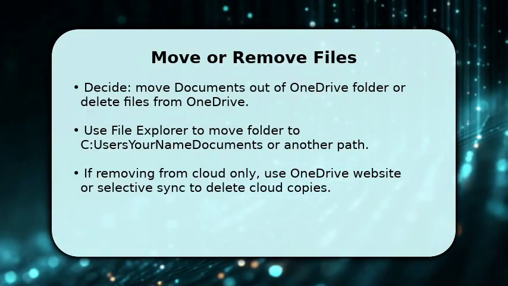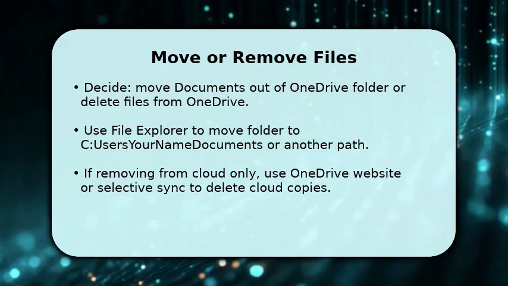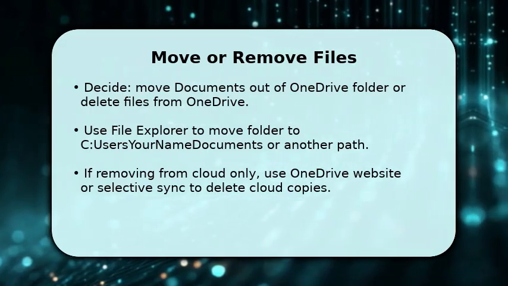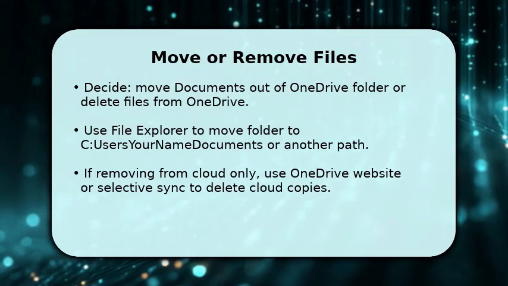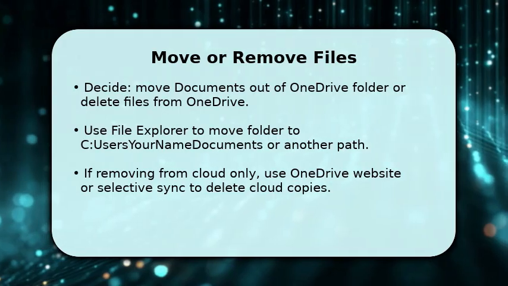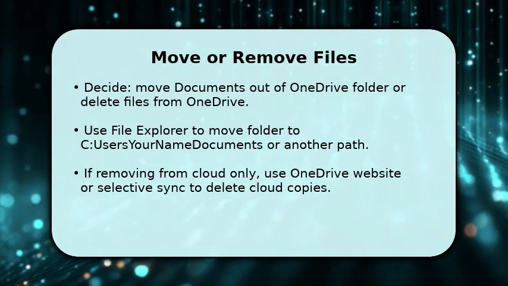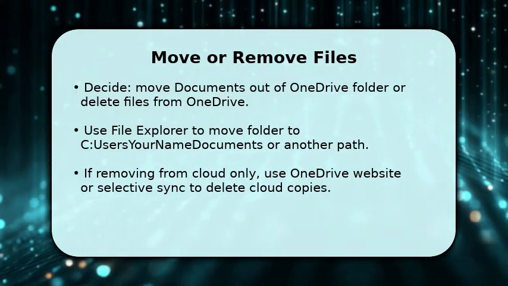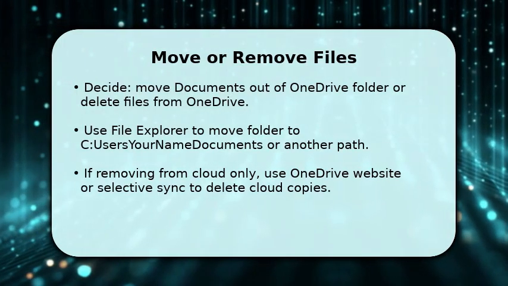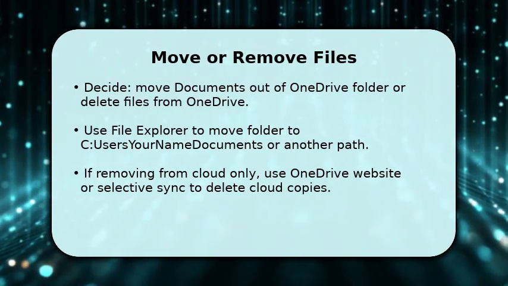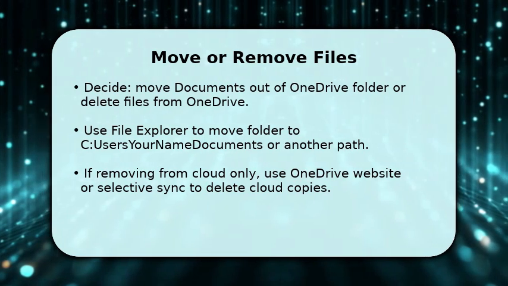If you want documents removed from OneDrive and kept locally, open File Explorer and move the Documents folder from the OneDrive directory back to C:\Users\YourName\Documents, or another folder of your choice. Alternatively, if you want to delete cloud copies, sign into the OneDrive website or use Selective Sync to remove the folder from the cloud. Just be careful. Deleting on the cloud can delete synced local copies unless you've moved them first.